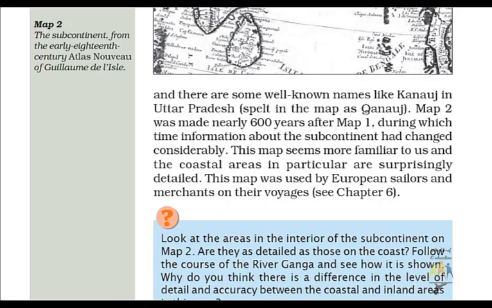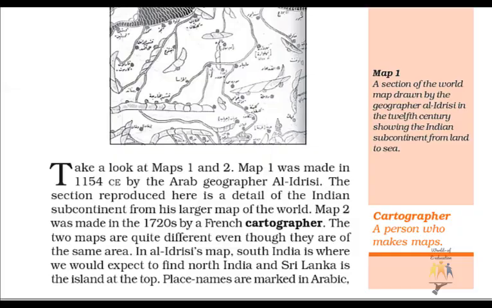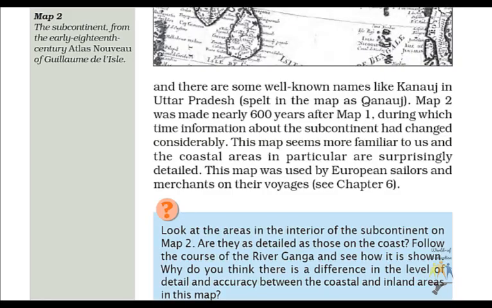Map 2 was made nearly 600 years after Map 1, during which time information about the subcontinent had changed considerably. This map seems more familiar to us, and the coastal areas in particular are surprisingly detailed. This map was used by European sailors and merchants on their voyages, see Chapter 6. Cartographer. A person who makes maps. Map 2. The subcontinent, from the early 18th century Atlas Nouveau of Guillaume de Lasalle.